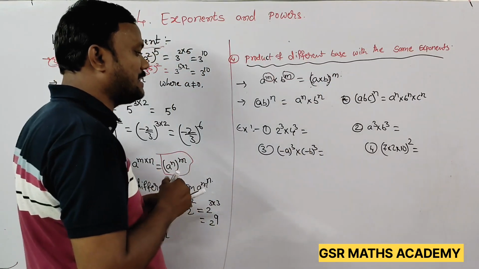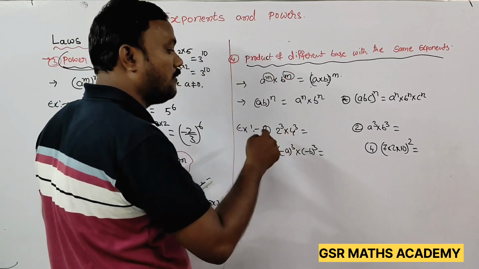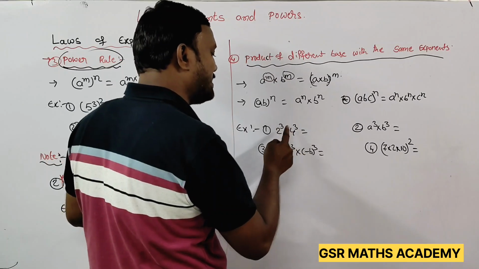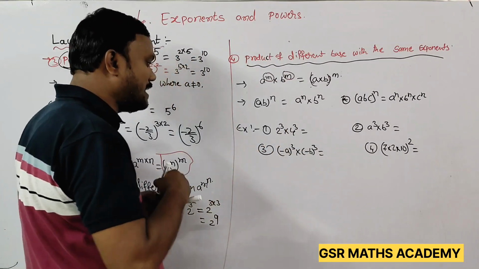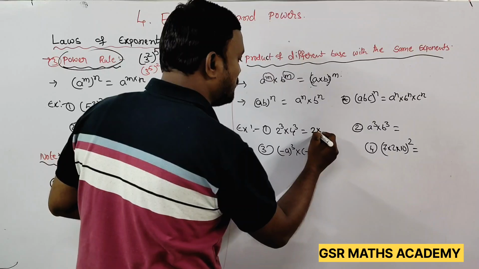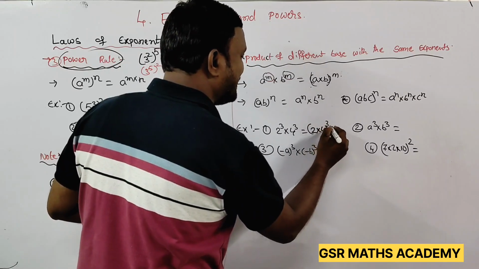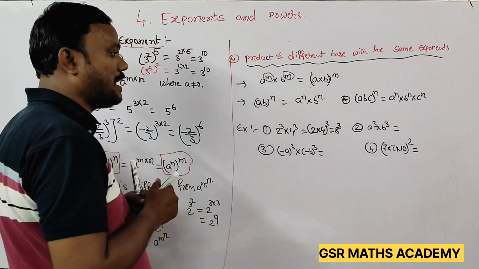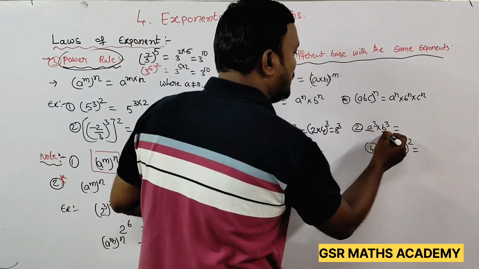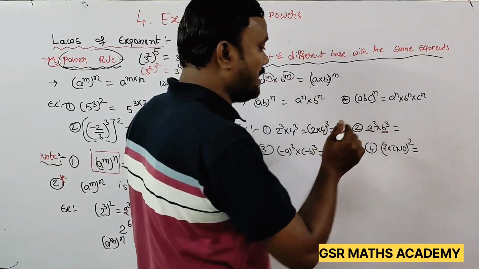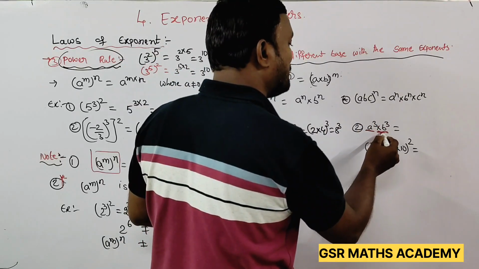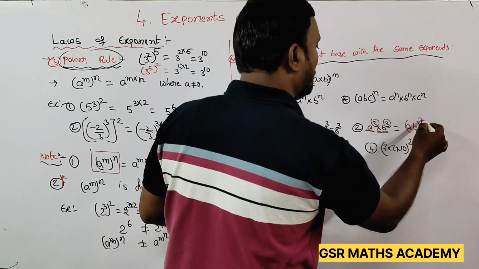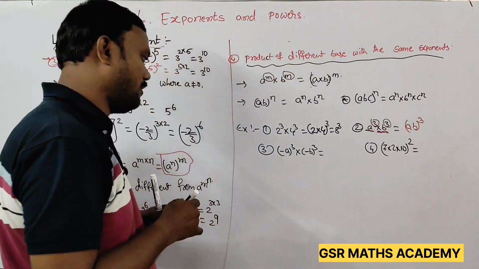That means if I take 2 to the power of 3 into 4 to the power of 3, in this case bases are different but exponents are same and the connection is multiplication. That's the reason this can be written as 2 into 4 whole to the power of 3, which is nothing but 8 cube. In the same manner, if I take a cube into b cube, here bases are different and the connection between them is multiplication, but exponents are same. So this can be written as a into b whole cube.